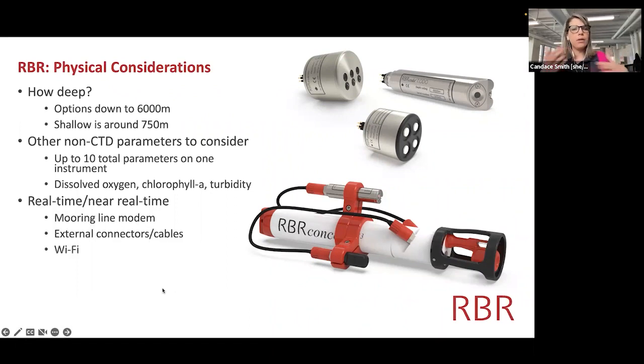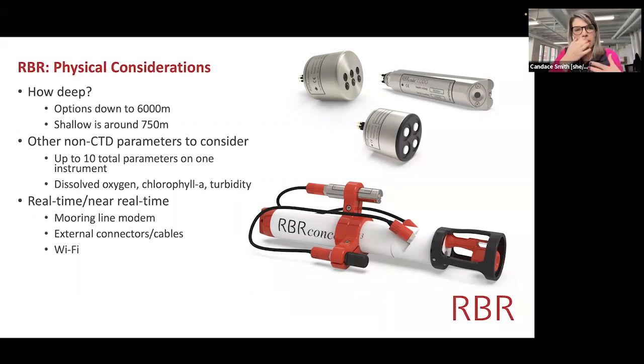And then thinking about the real time or near real time, we have options for a mooring line modem, which is, again, for the folks that are deploying through a hole in the ice, where the instruments are going to be frozen in a mooring line. The data is coming up the actual mooring line itself. It's called a jacketed wire. So the data gets transferred up there using modems.